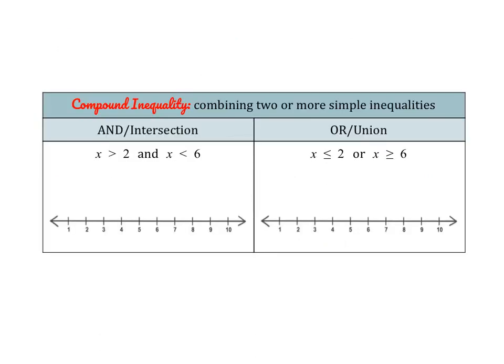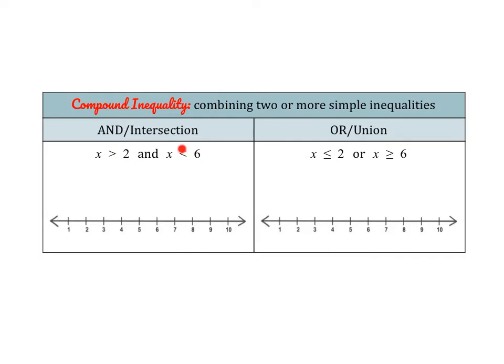Today we are going to be focusing on what are called compound inequalities, which are made by combining two or more simple inequalities. There are two types of compound inequalities. We call them "and" compound inequalities and "or" compound inequalities.